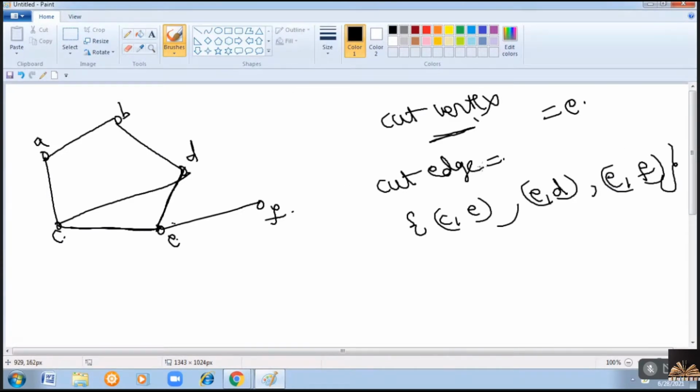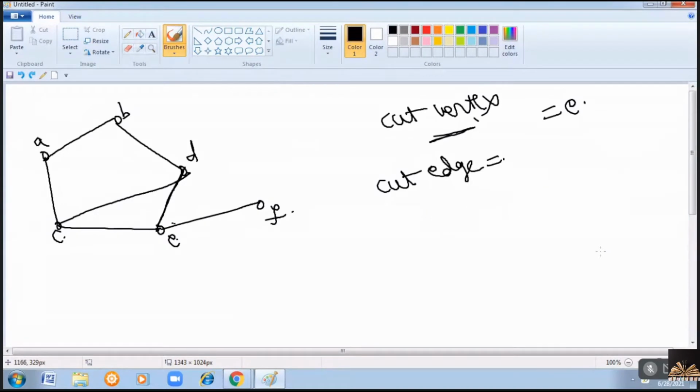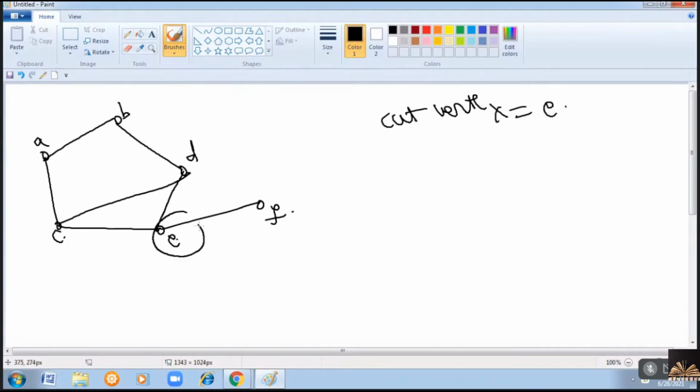So here the cut vertex we have identified as E. Now tell me, if I remove all these three edges, does the graph become a disconnected graph? Or first we go edgewise, let me label the edges as E1, E2, up to E7, right?